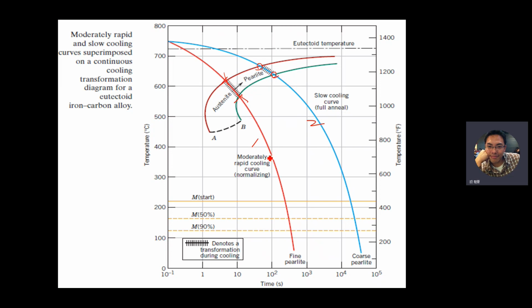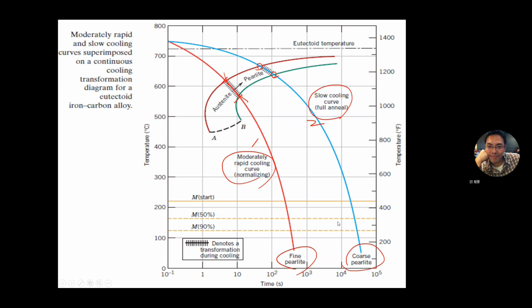Therefore, for the faster cooling rate, or the moderately rapid cooling curve, we get fine pearlite. I already mentioned this before. And if the cooling rate is slow, we get coarse pearlite.